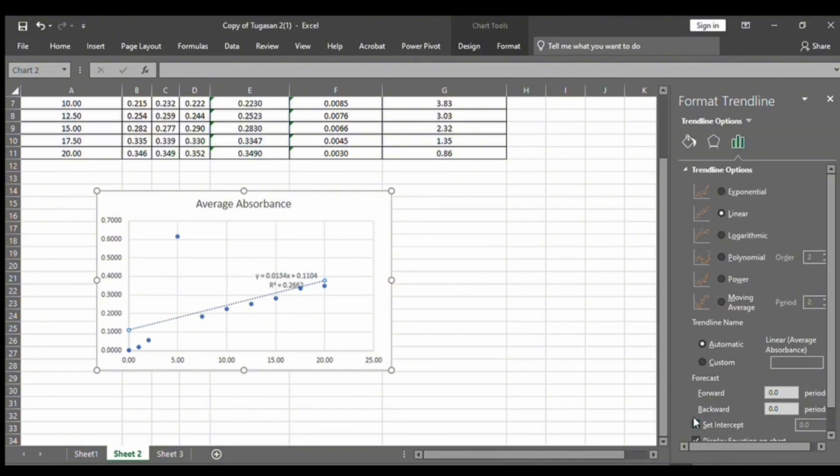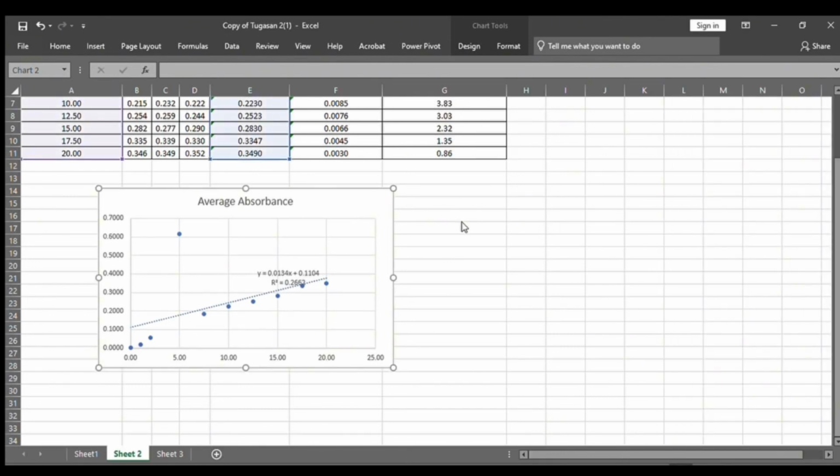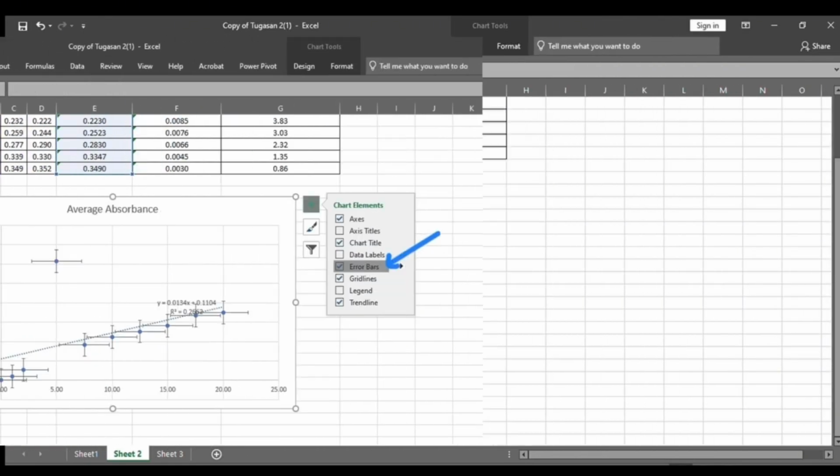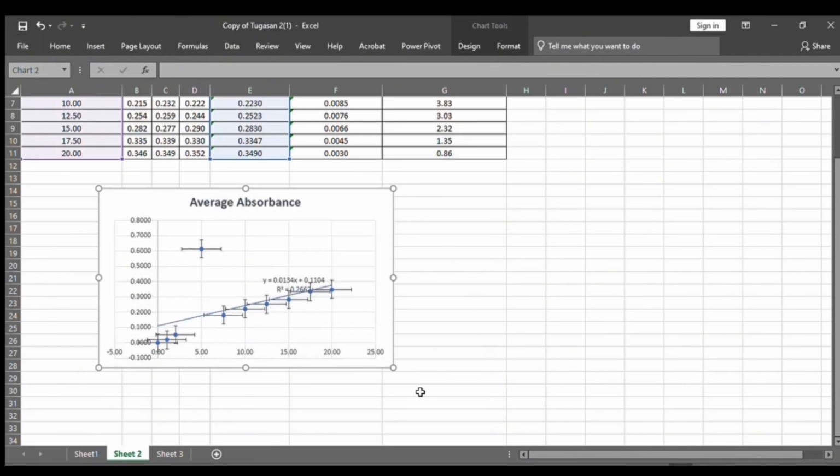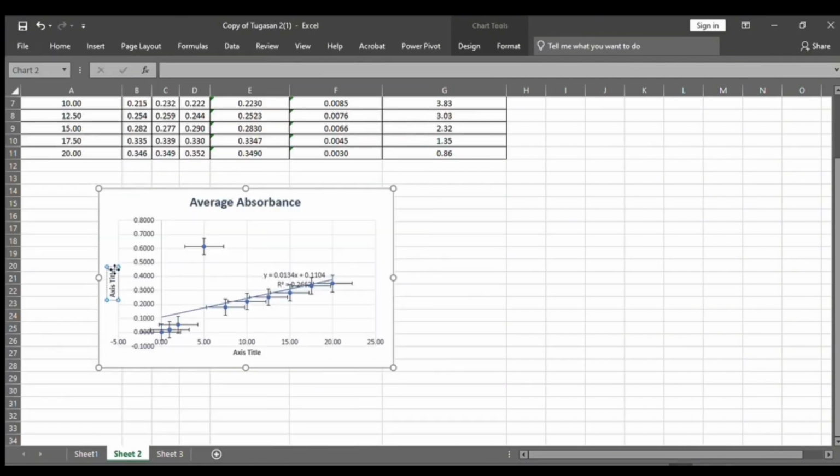And then we made some fixations to the graph, such as adding the linear trendline, displaying the equation on the chart, labeling both the x-axis and y-axis, adding the graph title, and then finishing it off with adding the error bars for each of the values.